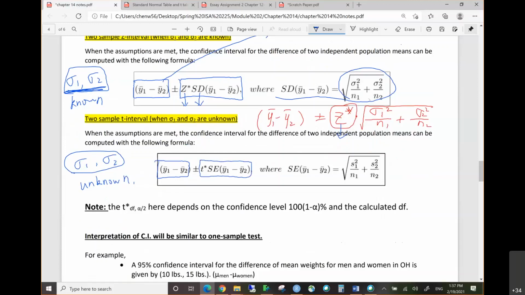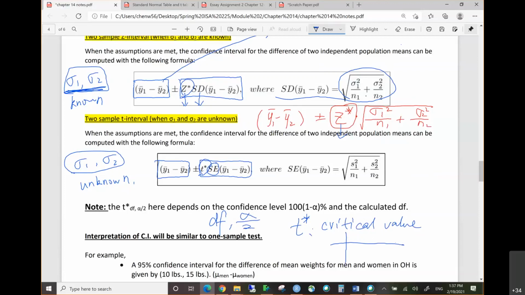So now this margin of error will be changed from the z star to t star. Standard deviation changed to standard error. All right, so now the point is how we can find this t star. The t star is also called a critical value. We call it the t critical value. To find the t star, we need two pieces of information, which are the degrees of freedom and alpha over 2.